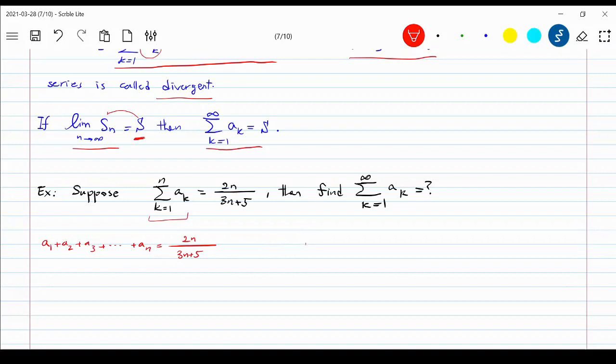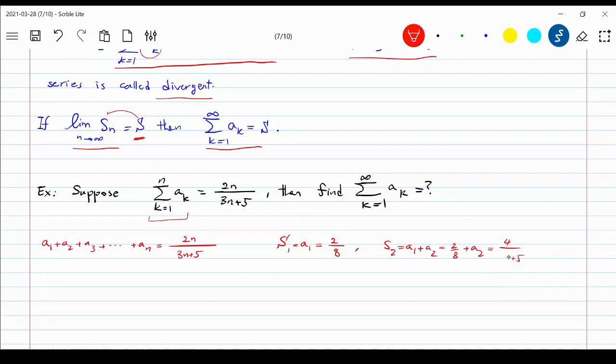By the way, you should be able to find out what the a_i are just by doing simple subtractions. You can find out a_1 by replacing n with 1. You'll get 2 divided by 8. And if you want to find a_2, then you should say this would be S_2 minus S_1. S_2 would be a_1 plus a_2, the sum of the first two terms, where we already know a_1. a_1 is 2 over 8, so 2 over 8 plus a_2 must equal, replacing n with 2, 4 divided by 12 plus 5.